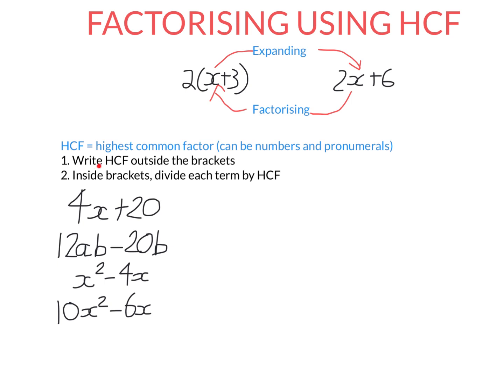So all we do is write that highest common factor outside the brackets, and then inside the brackets we take each term and divide by the highest common factor. Probably sounds a bit complicated. Hopefully it'll be much clearer after we do some examples.